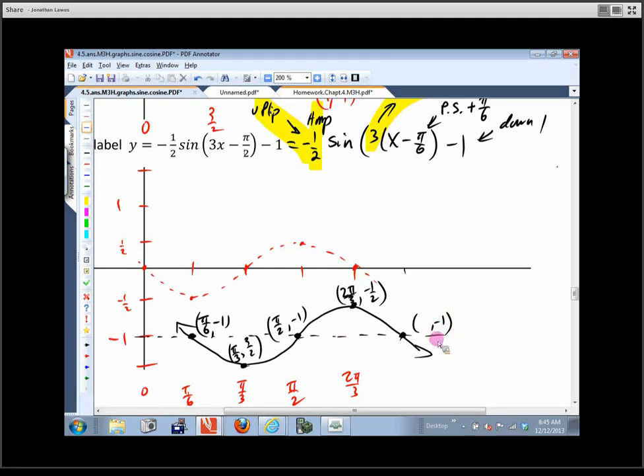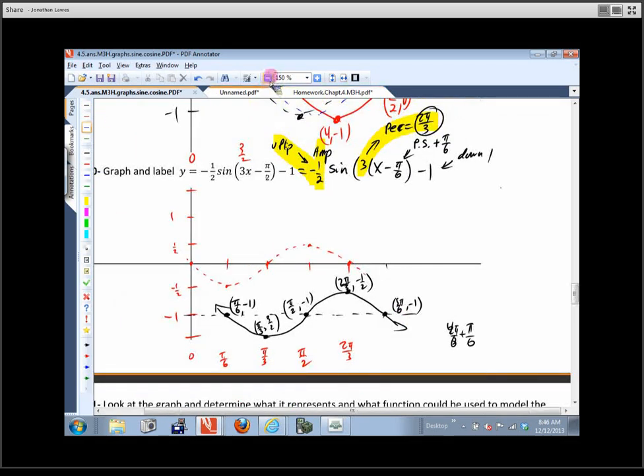This one's off our scale. How much further did we move this? Pi 6, right? So I take that and I add pi 6. So this is 2 pi thirds plus pi 6. If I make that into 6, that would be 4 pi 6. So what is this guy right here? 5 pi 6. Okay. Any questions? Sure?